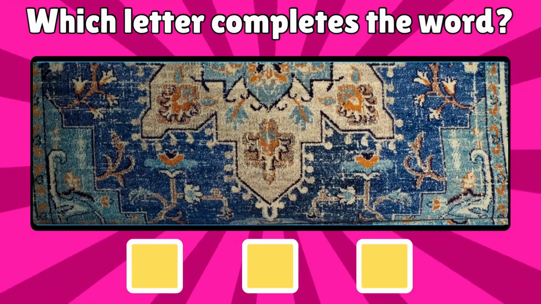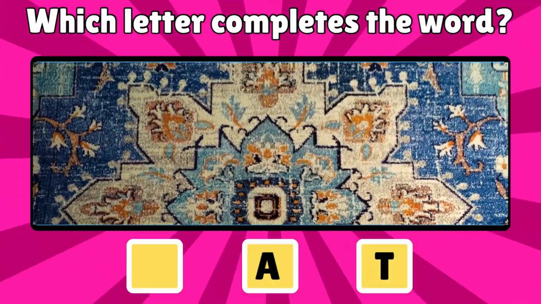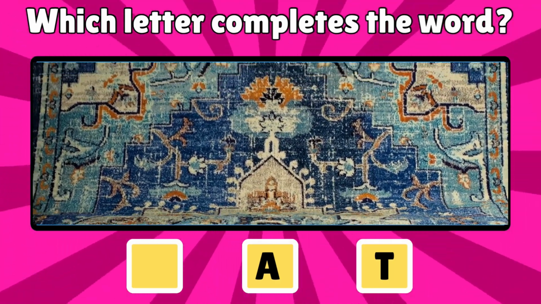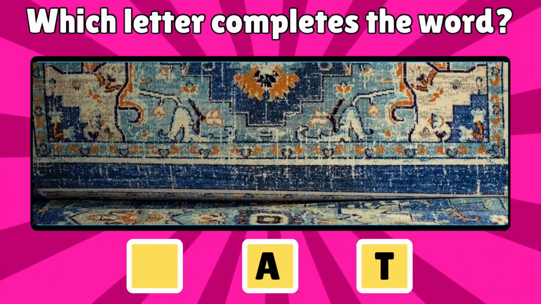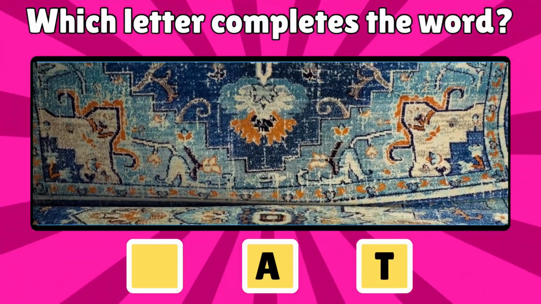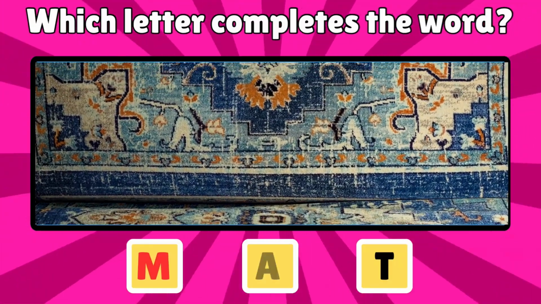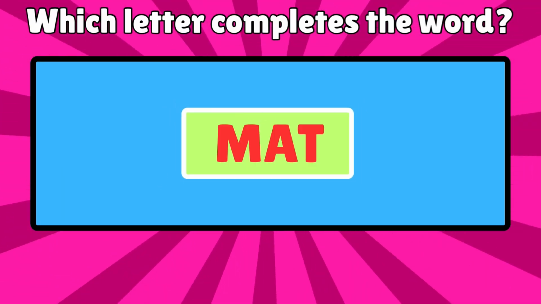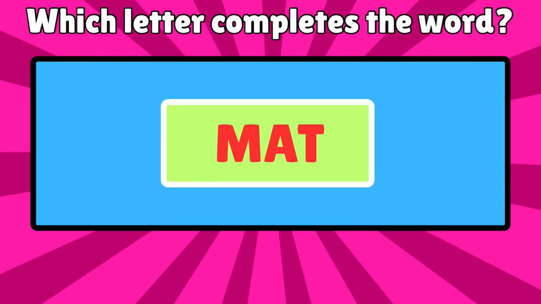Look at the picture. It is a mat. First letter is missing. A, T. Which letter completes the word? It is M, M, A, T. Mat. Can you say it again? M is for mat. Mat.